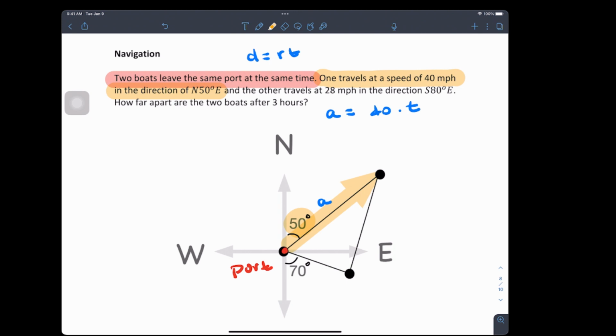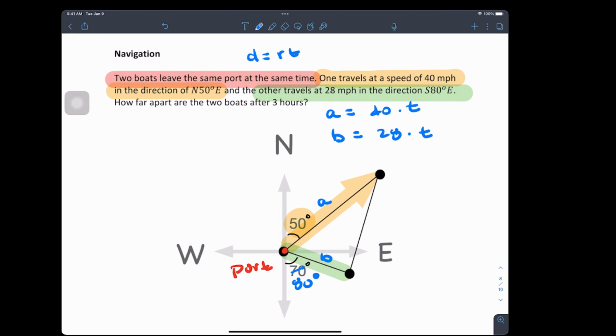And then the other, what's the other? There are two boats. The other travels at 28 miles per hour in the direction of south 80, and there's a typo. South what? 80 degrees. That's going to be 80. That's the southeast direction. We're going to call that B, for the second leg. So we'll put that B here. Then B will be what? 28 times our time. We don't know what time is yet.